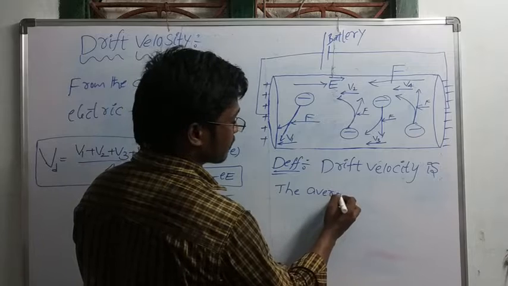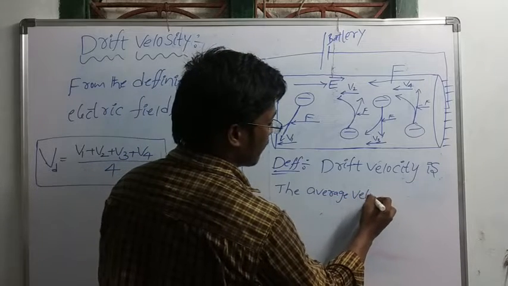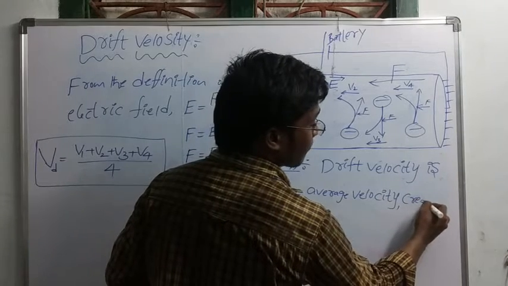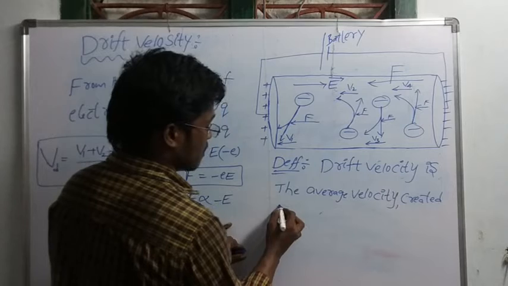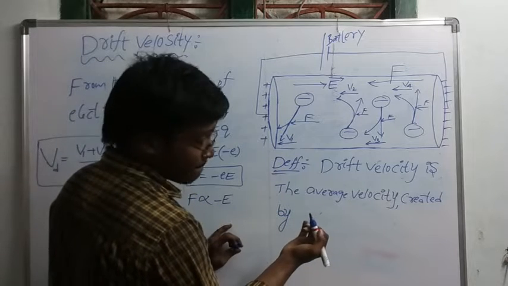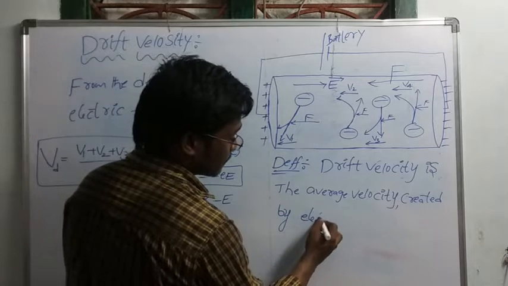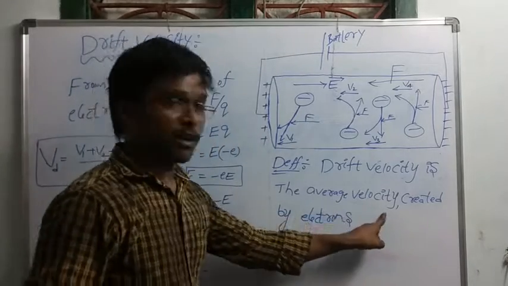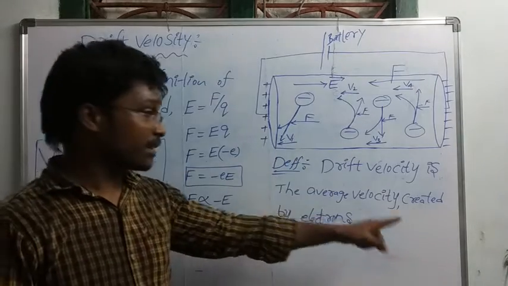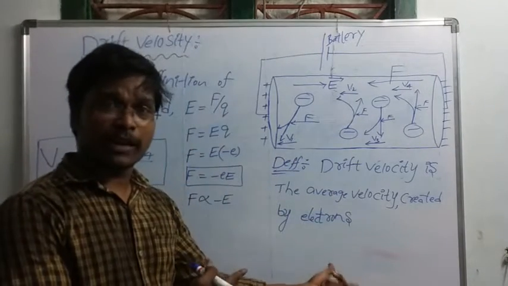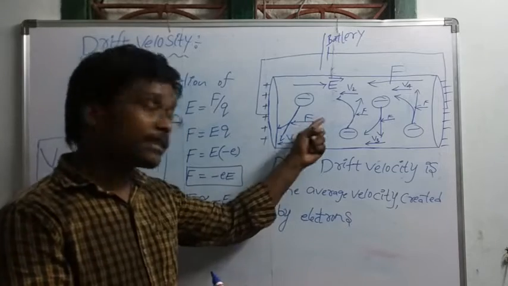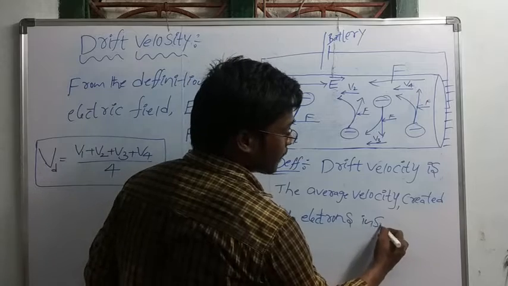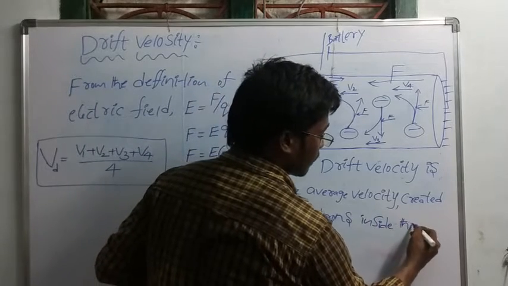Average velocity created by electrons. Drift velocity is the average velocity. I told already. Who is creating that? Created by electrons. Electrons are creating. Where are the electrons creating? Inside the conductor. Created by electrons inside the conductor.